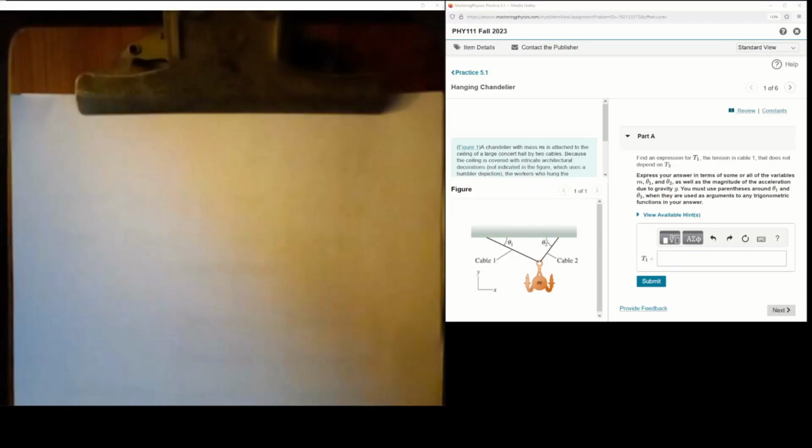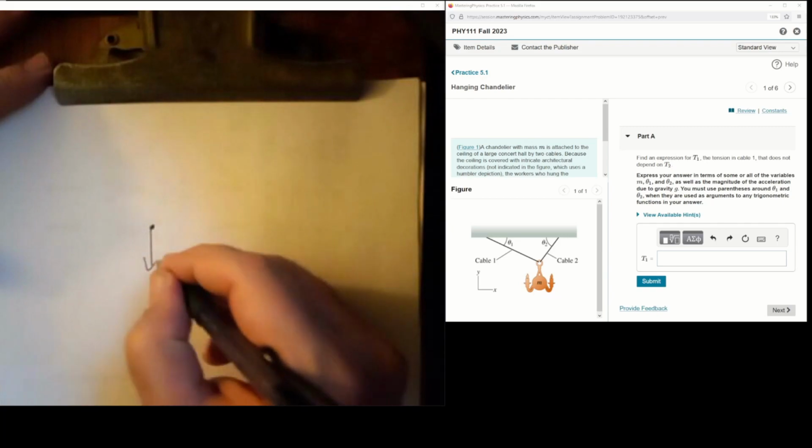All right, so let's check out the practice homework 5.1. And the first one in practice is this chandelier. And we're going to do our free body diagram on that point where everything meets.